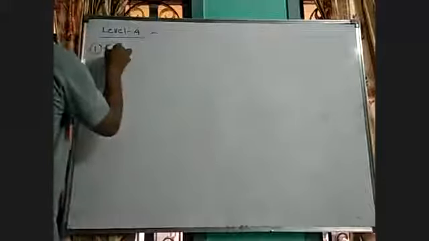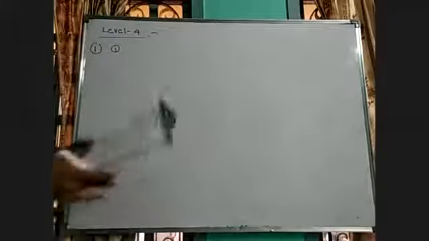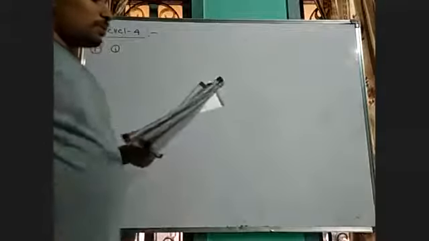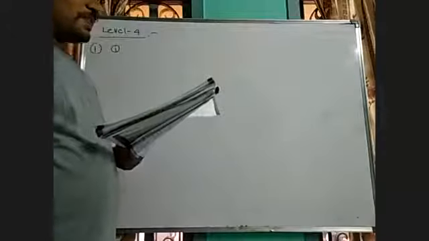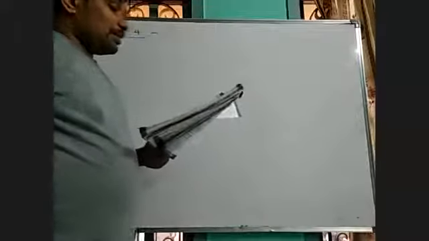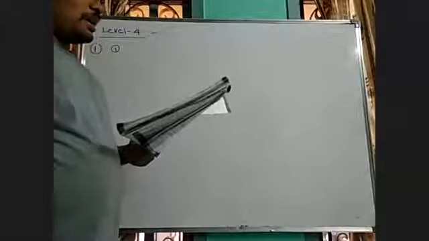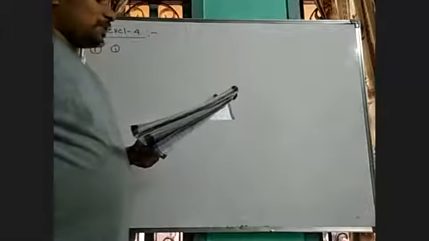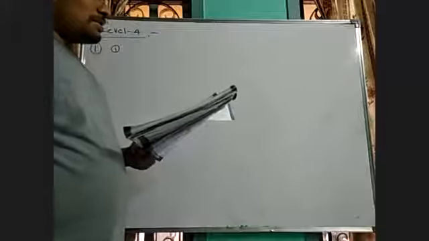Question number 1. I'm not writing the questions now. These are 90 questions, that's why you can see them in your material only. If alpha, beta are the roots of ax square plus bx plus c, and k is a real number, then the equation with roots k alpha, k beta is ax square plus bx plus k square c.